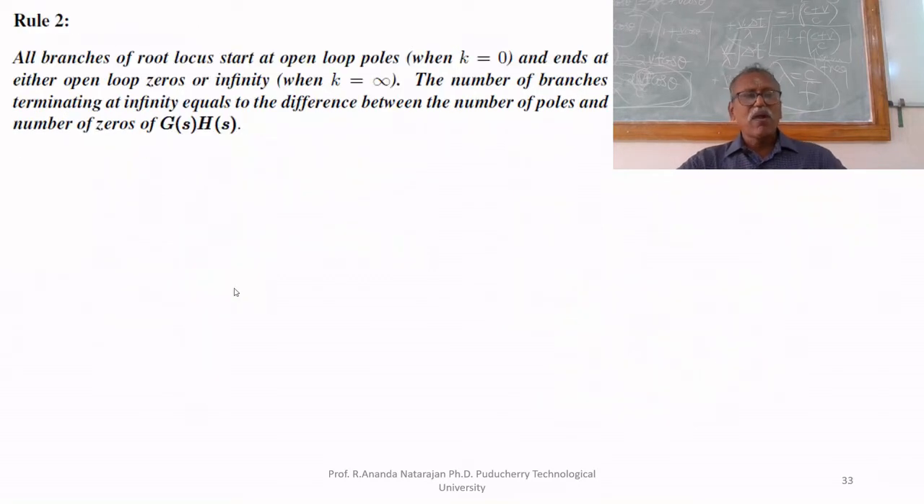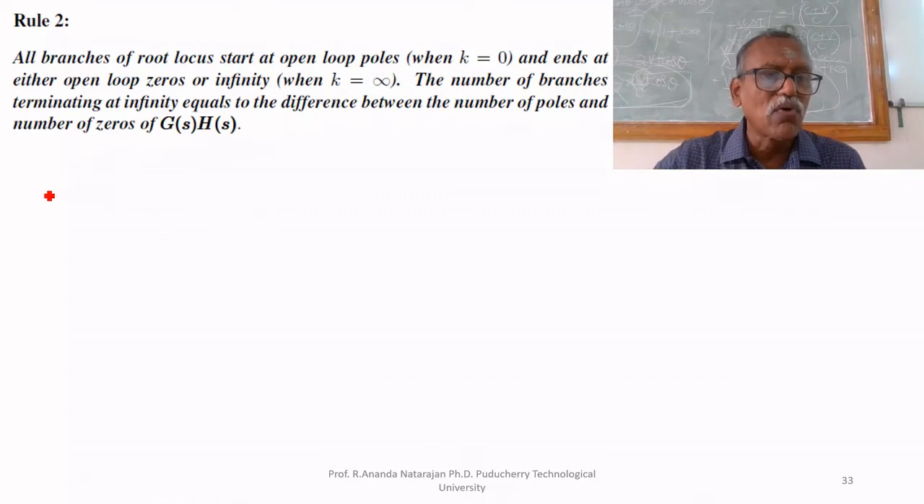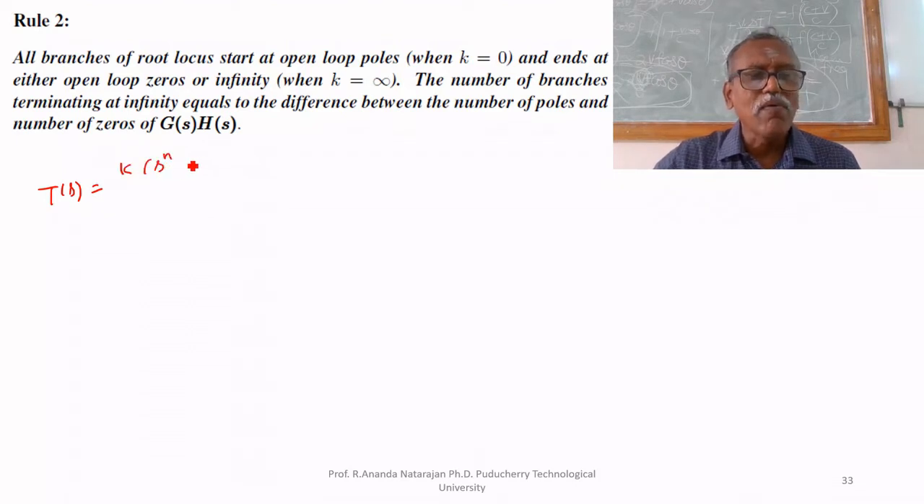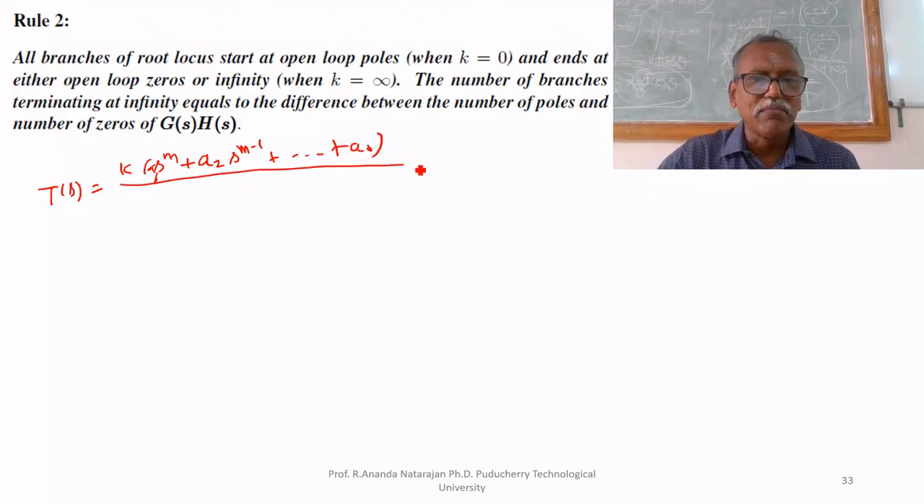Second rule: all branches of the root locus start at open loop poles. That we will see now. T of S equal to what? T of S equal to K multiplied by (S power M plus A1 S power M minus 1 plus A2 S power M minus 2 plus etc. plus A0), a numerator polynomial of degree M.